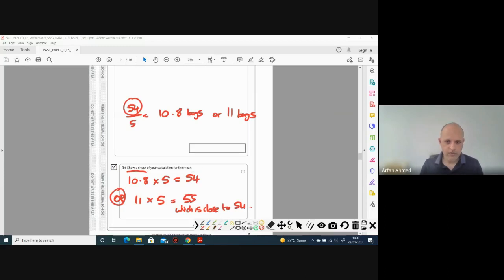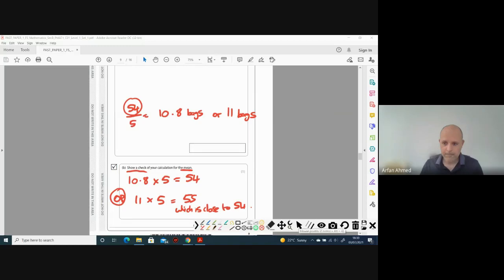Just be careful. Calculate. Yes, I've done it right. Just make sure the show a check is for what they asked for, the mean. This was how we worked out the mean, wasn't it? 54 divided by 5. Sometimes they'll specify what you're showing a check for, because there's quite a lot of working out in that part A. So just make sure which bit they are asking for. Show a check for the mean in this case, so we'll have to do the opposite of what we did for the mean. There's 6 marks for that question, just for one question.